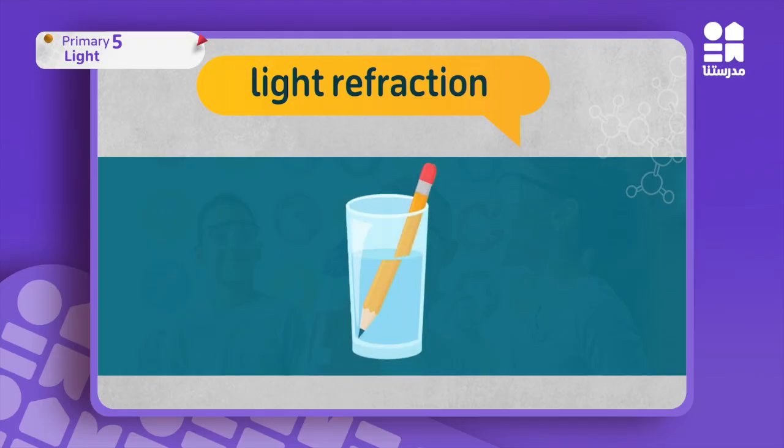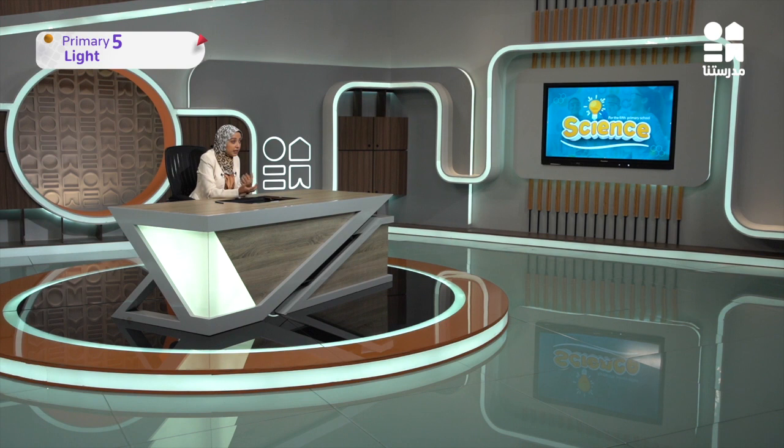Now let's take the second property for today, which is light refraction. We can see in this picture light refraction. What do we see here? A glass of water with a pencil inside it. But why do we see this pencil as if it's broken, although it's just placed normally in a glass of water? Let's understand light refraction together and why we see it broken.